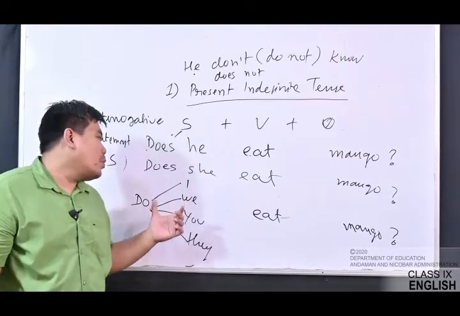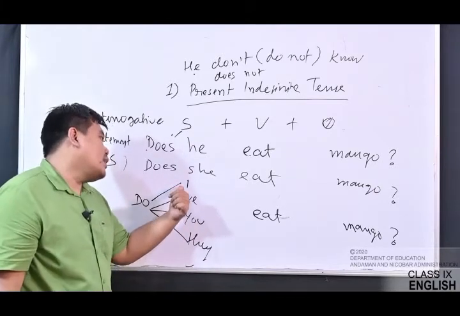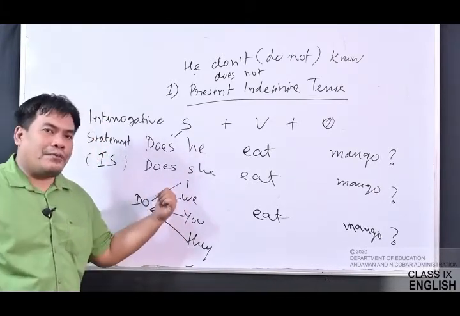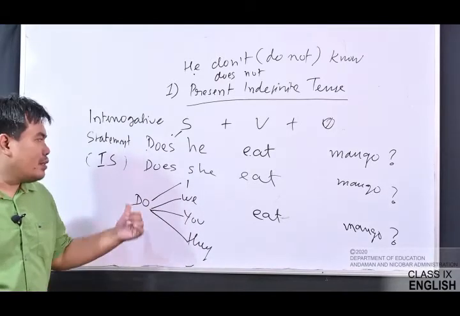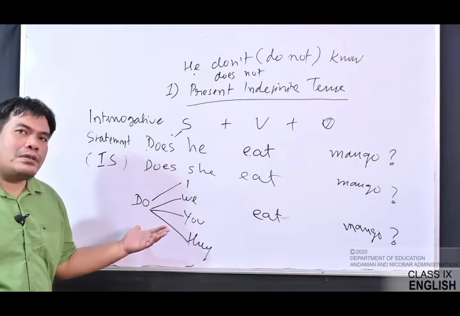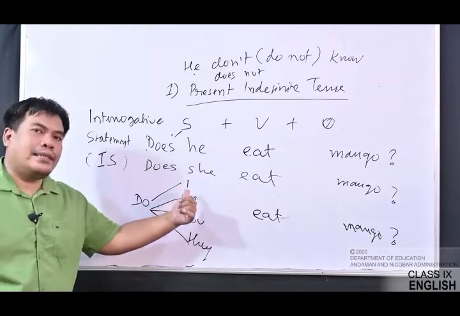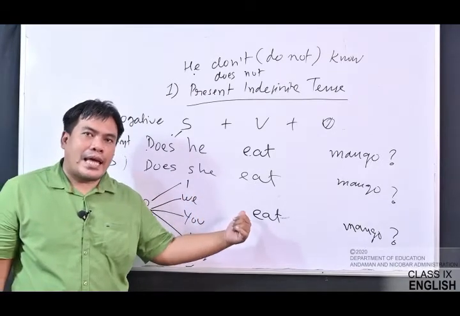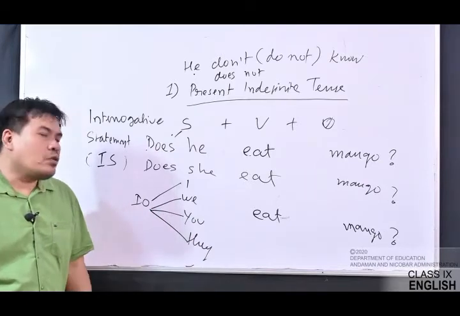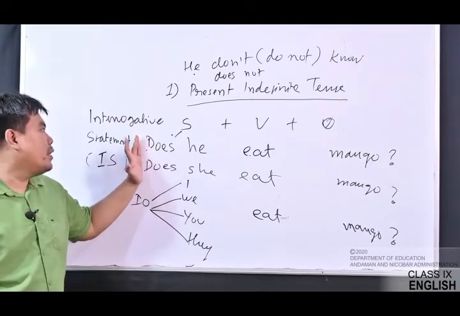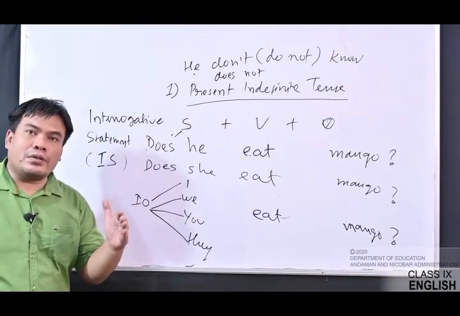Do I eat mango? Do we eat mango? Do you eat mango? Do they eat mango? Obviously, do I eat mango is not actually used every time, because it's about a subject who is actually talking. So you cannot really use this, but that was just an example that I have given. The next ones are, do we eat mango, do you eat mango, do they eat mango? The same thing for here. Does he eat mango, does she eat mango? I hope that you got that.